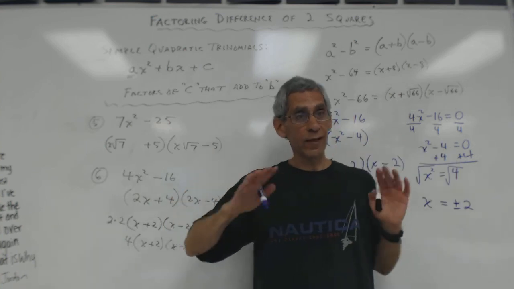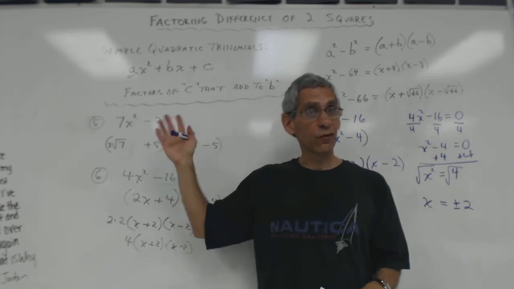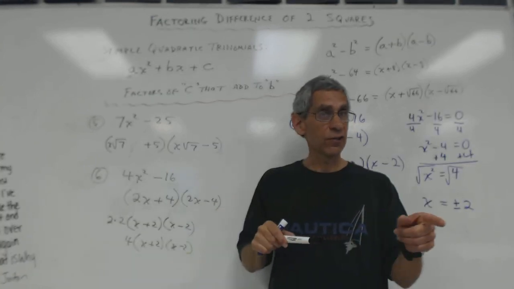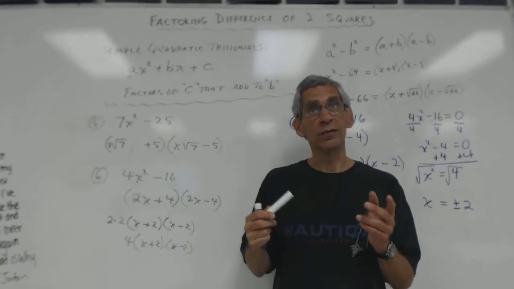Let's just remember what we did though. Factoring the difference of 2 squares. Is everybody clear on factoring the difference of 2 squares? Fist of 5, I want to see. Awesome. Beautiful.